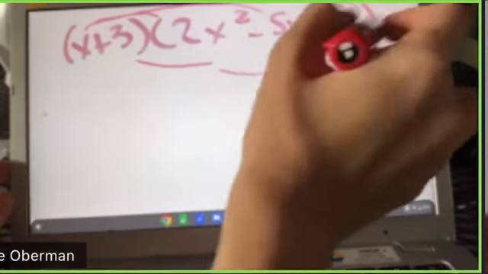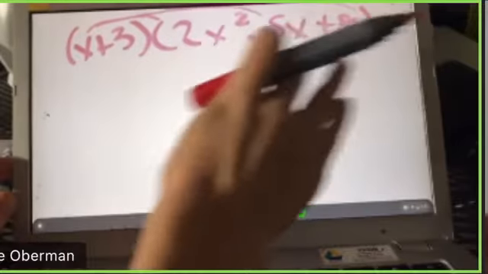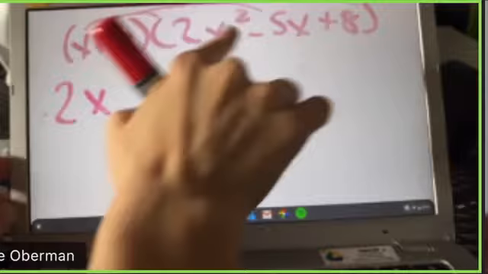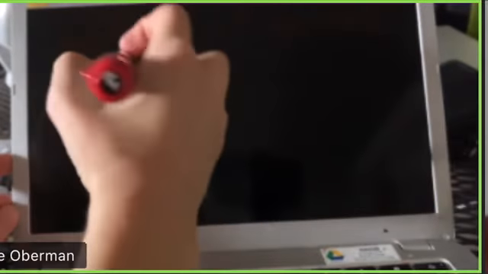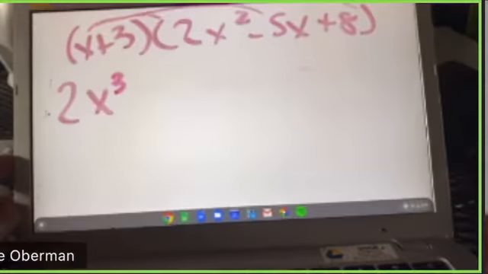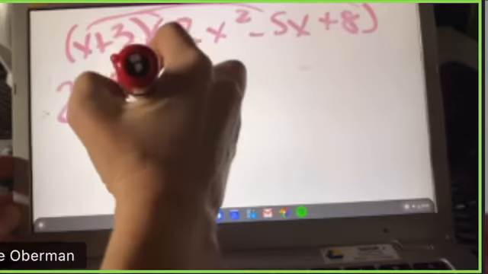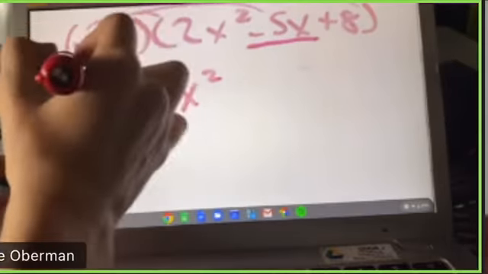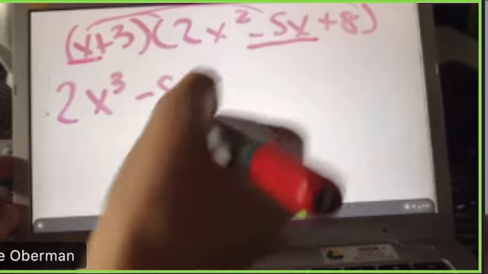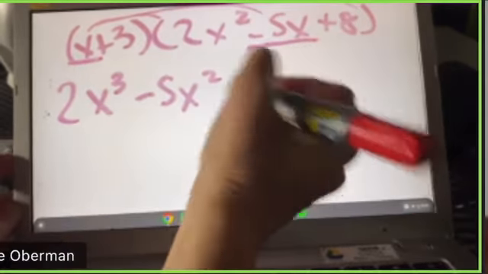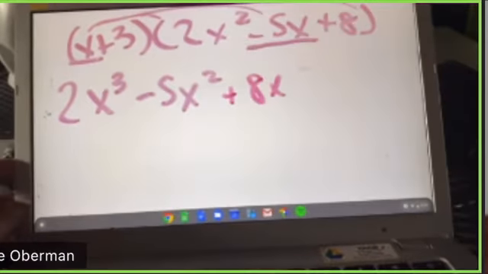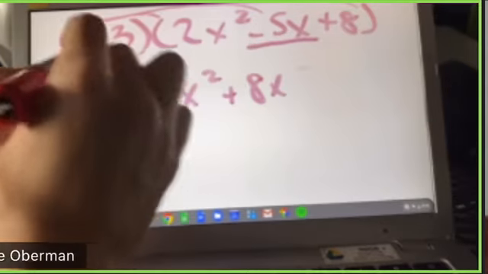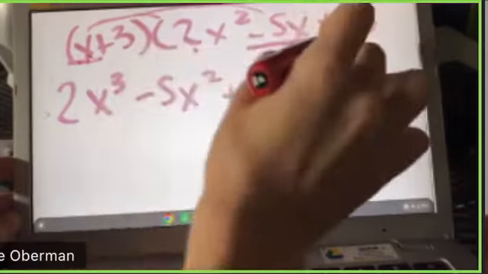So let's do it. We're going to have 2x, so we have x squared here and x regular over here, 2x cubed, okay? Then we get minus 5x squared because we have a 5x here and an x with the negative, okay? Plus 8x. Are we done? No, we're not done. We have to now do the 3 to everything. So we distributed x. Now we're going to distribute 3.